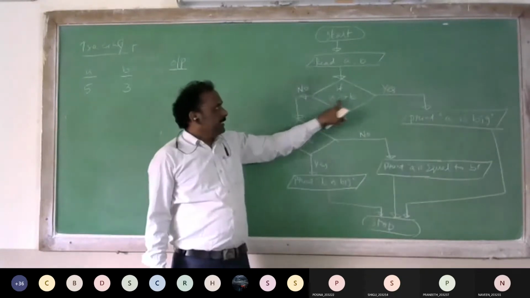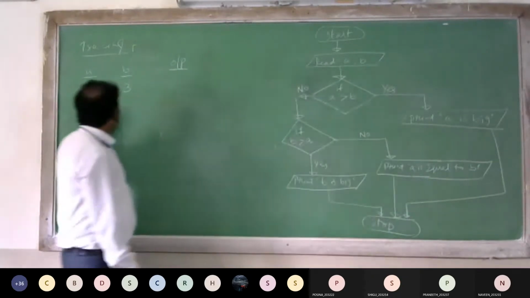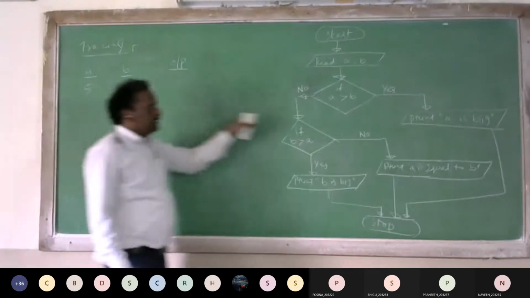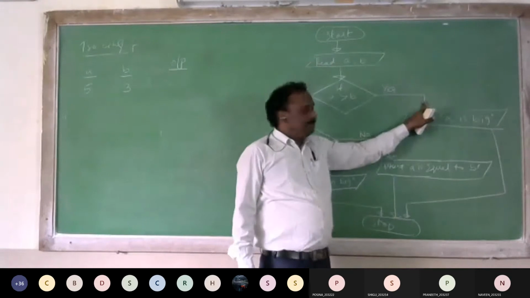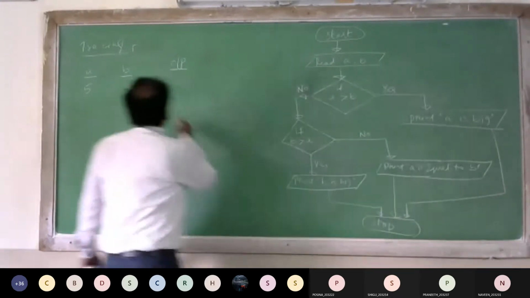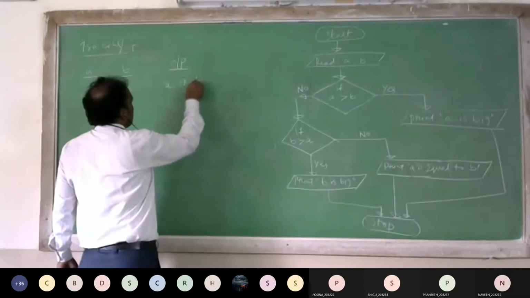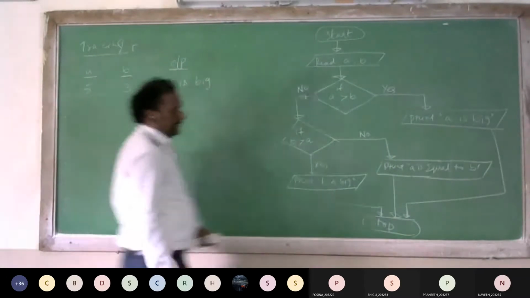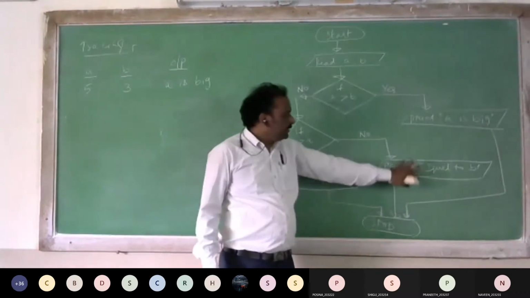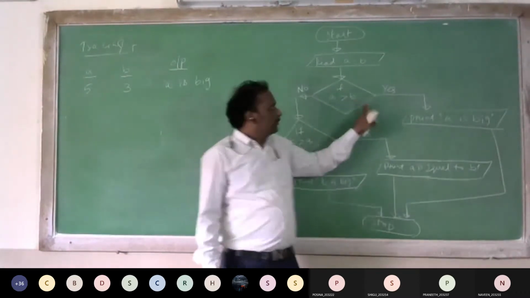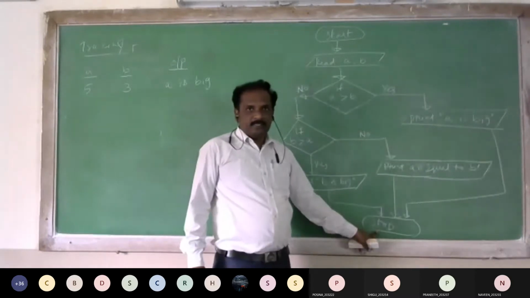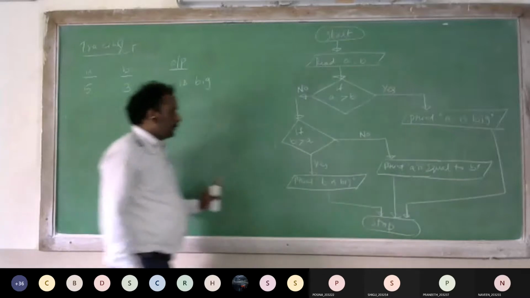Now check the condition. A is greater than B. Now what is the value of A? 5. Is 5 greater than 3? Yes. Yes means you will follow this arrow. So here you will display print A is big. So what is the output? A is big. Then you will follow this arrow and you will stop. You will not at all execute these statements because this is true. You are following this arrow, you are stopping the algorithm flow.